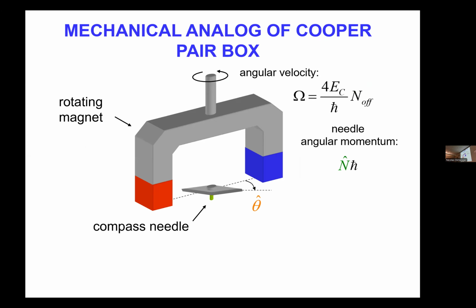And these integer eigenvalues are this angular momentum. It's the angular momentum operator of this needle in the frame of the laboratory, an inertial frame. This frame in which the magnet rotates is not inertial, and its angular velocity, which can be any continuous number, is equivalent to this charge offset.